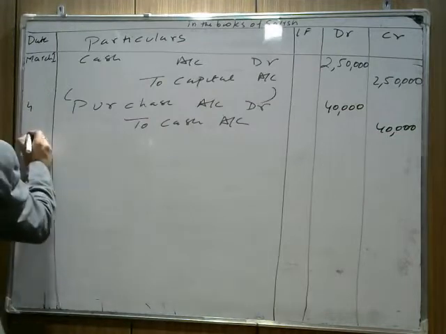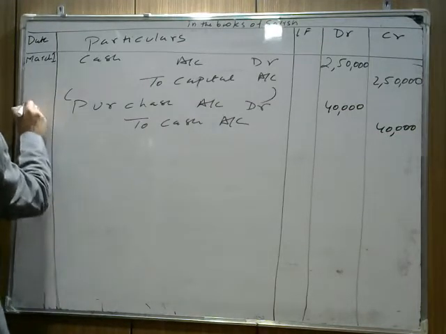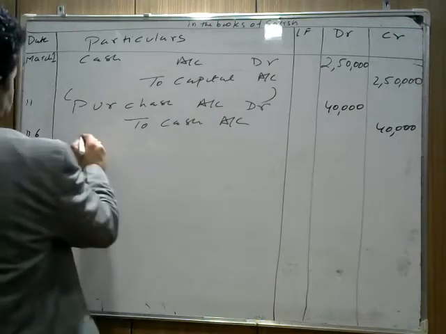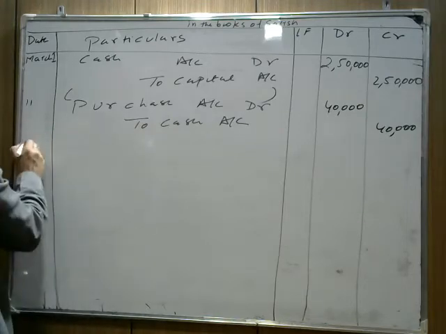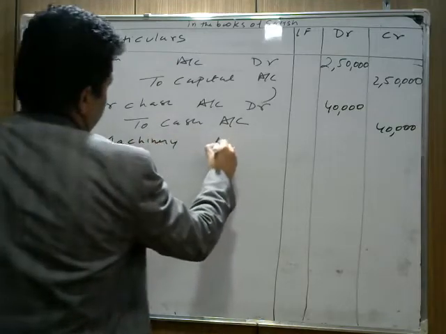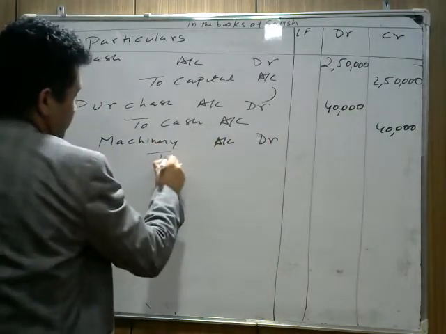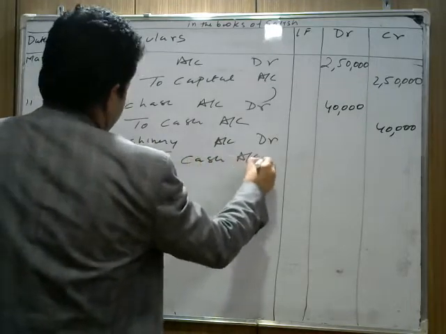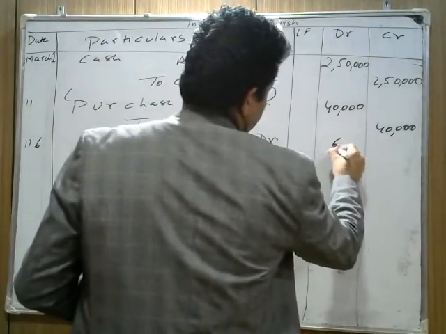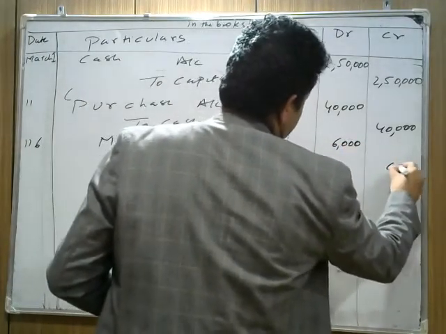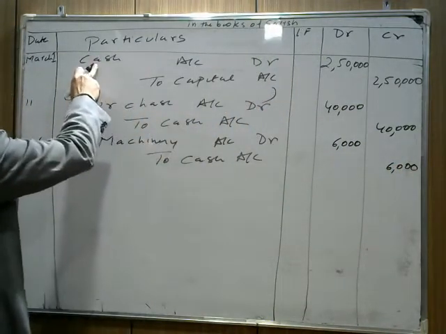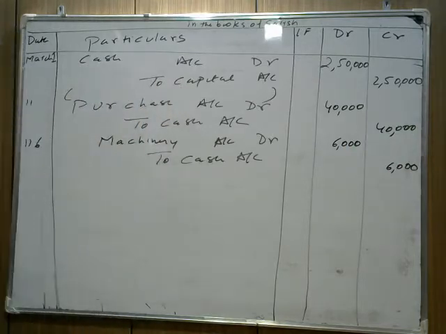Then on March 6th, it's a machinery purchase for cash. You purchase machinery, so we write the machinery account debit to cash account. We purchased machinery which costs rupees 6,000, so machinery account debit to cash 6,000. Here we need to prepare machinery in cash, here purchase in cash, here cash in capital. Now I will tell you how we prepare ledgers.